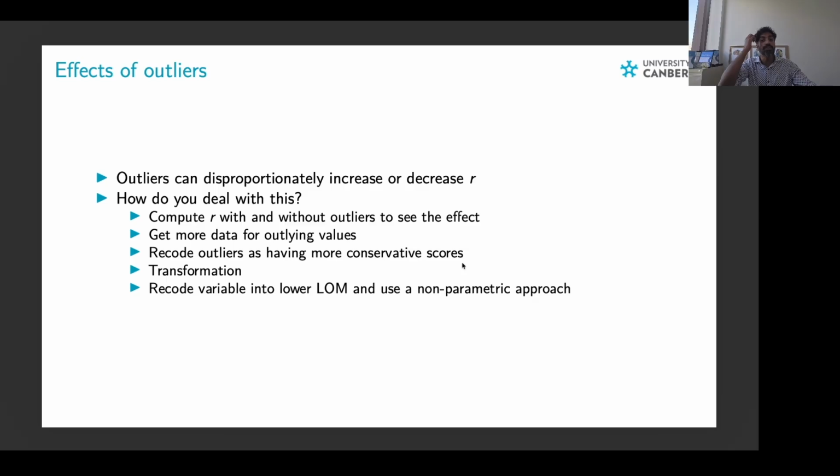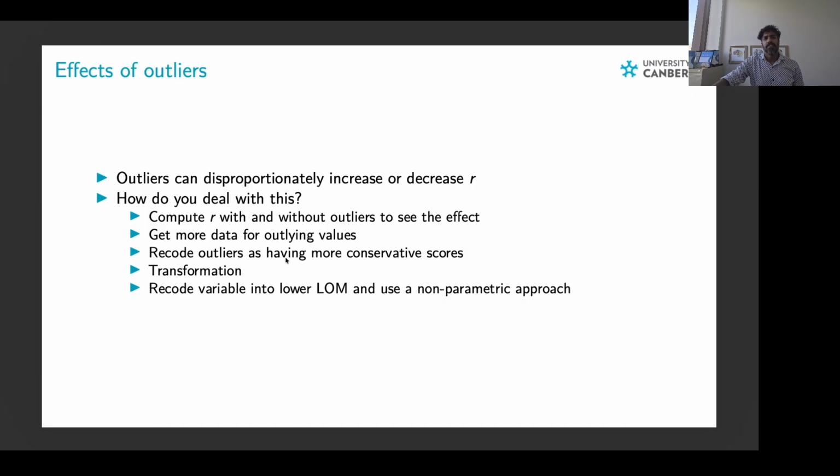You can do a transformation of your data as well, and you can also recode the variable into a lower level of measurement using a non-parametric approach. So rather than doing a Pearson's correlation, you can recode and change it into ordinal by ordinal, do Kendall's, or nominal by nominal, and do a chi-square test if you wish. So those are ways in which you can address the effect of outliers.